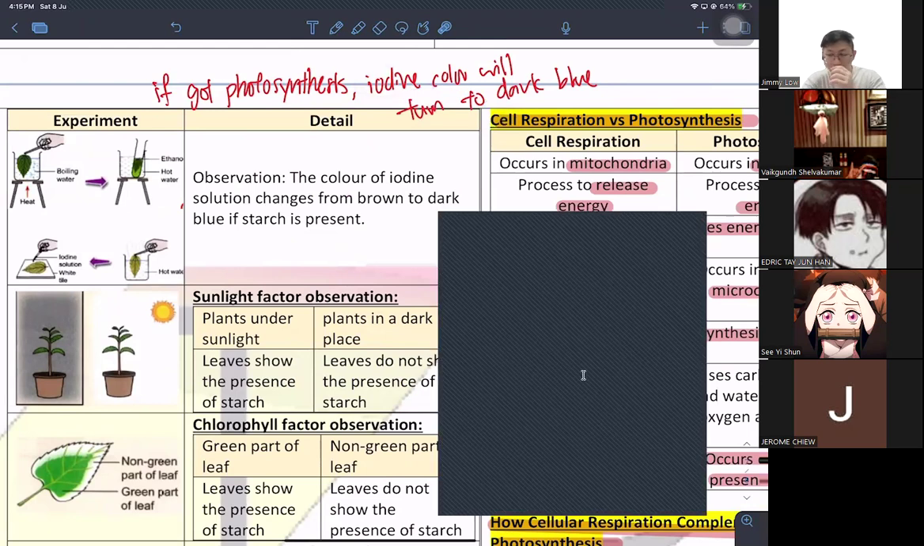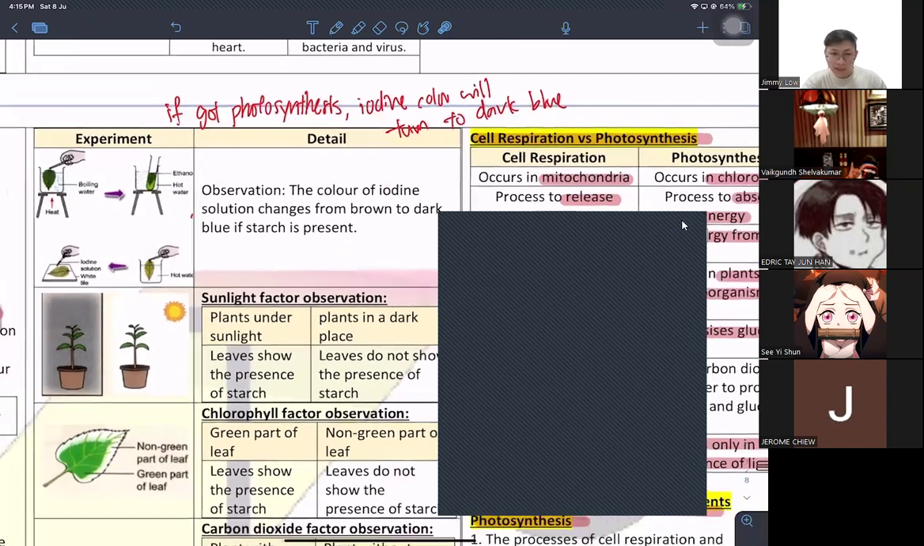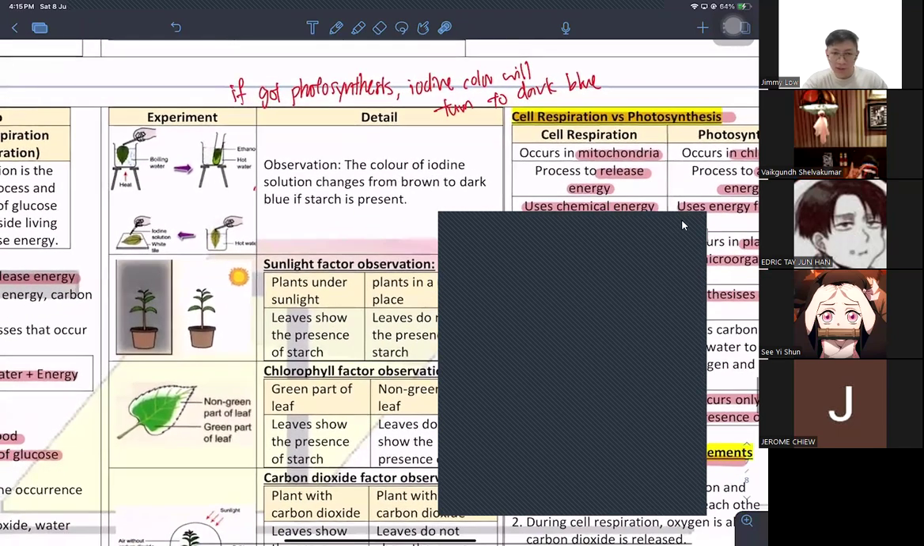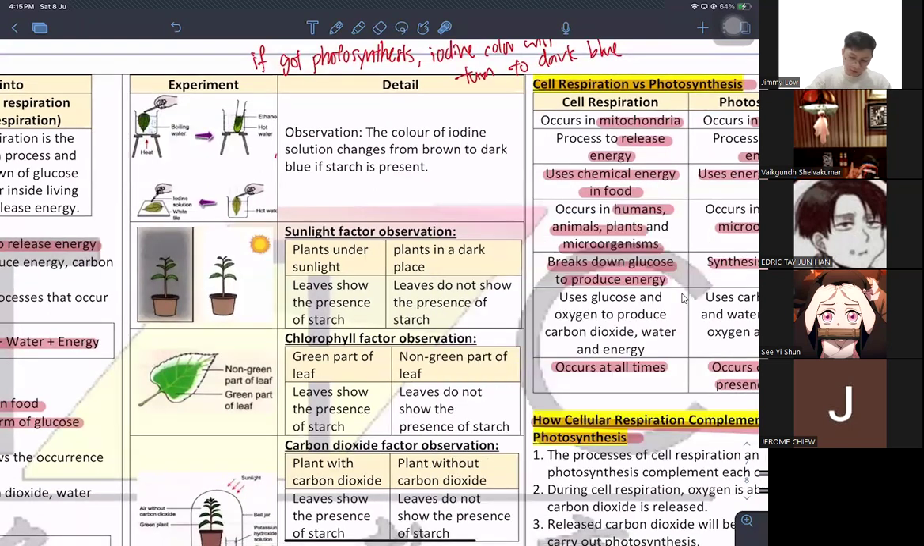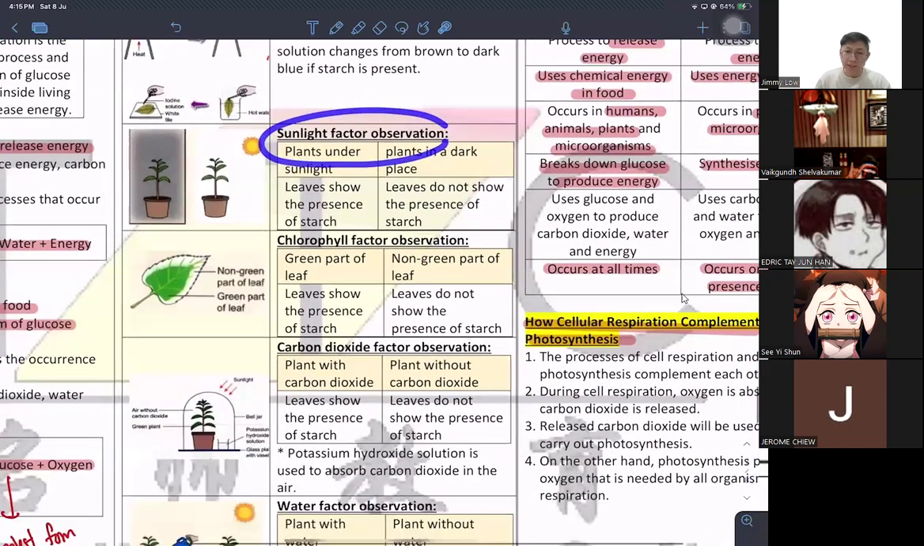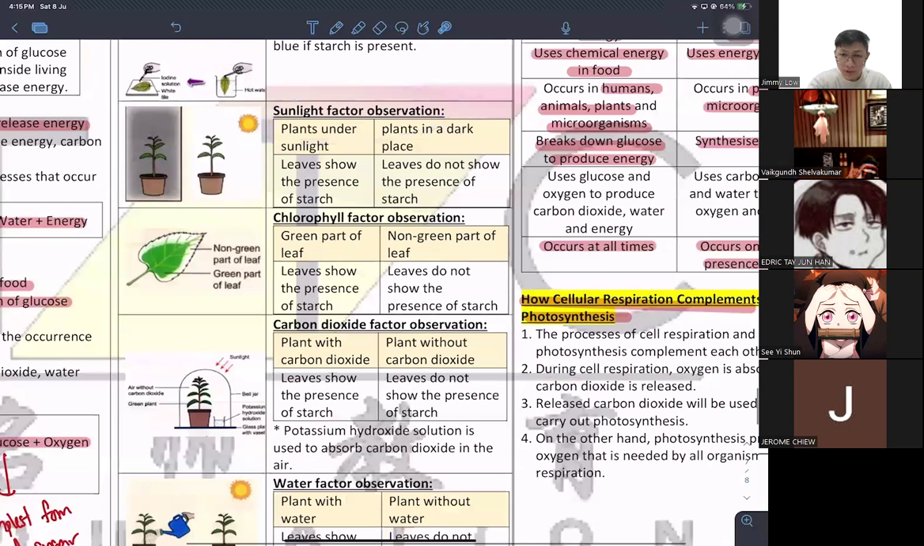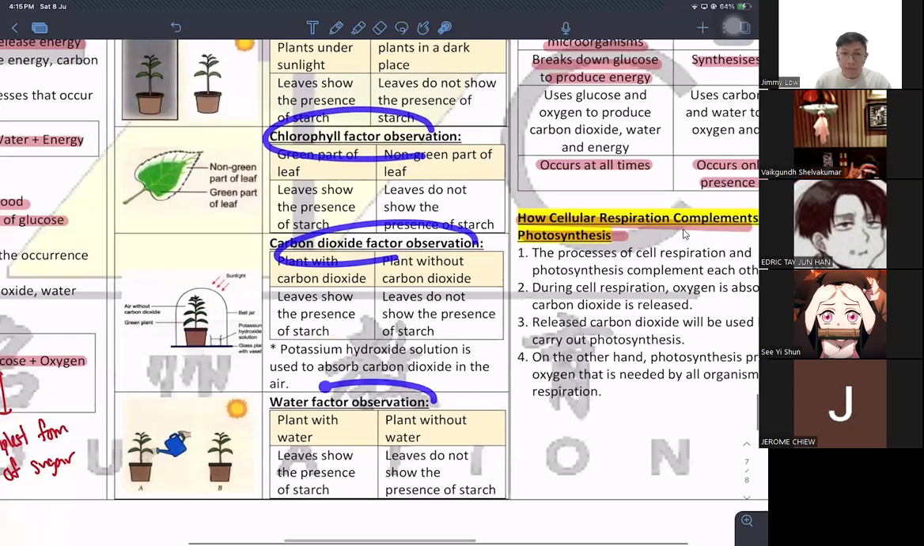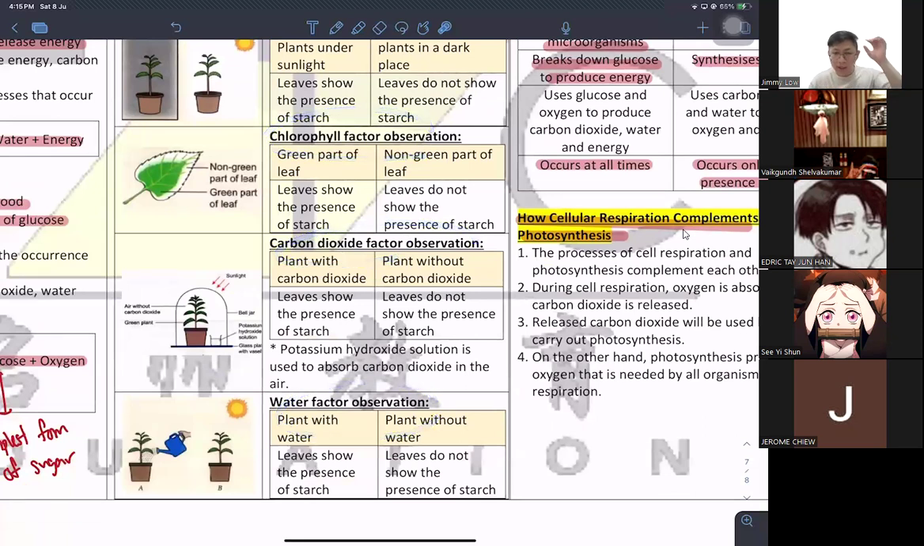You did this experiment before. Exactly what it looks like in the book, right? So you have to know what the factors are that are a must for the plants to go through photosynthesis. Okay, you have to know. If there is no photosynthesis, then the iodine will not change color, it will remain brown.